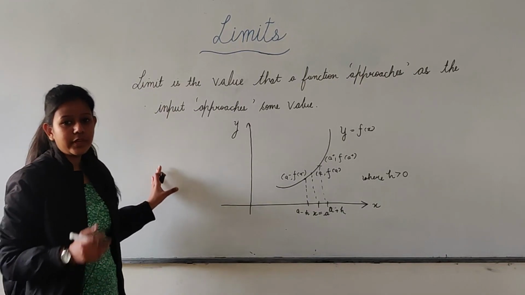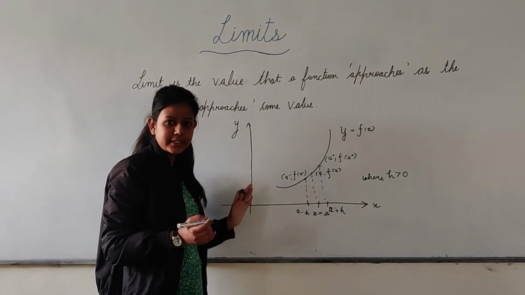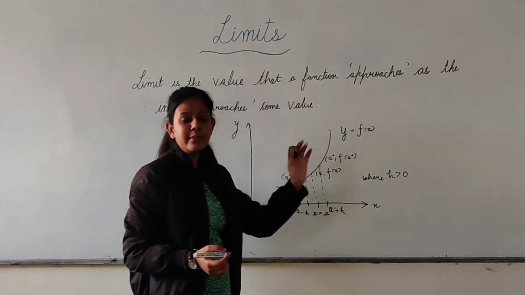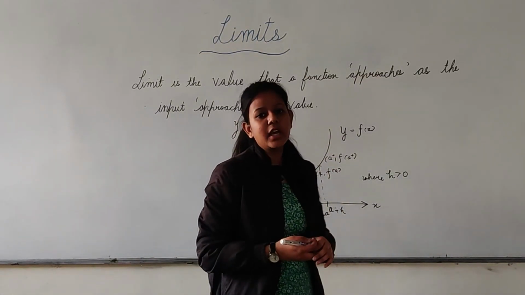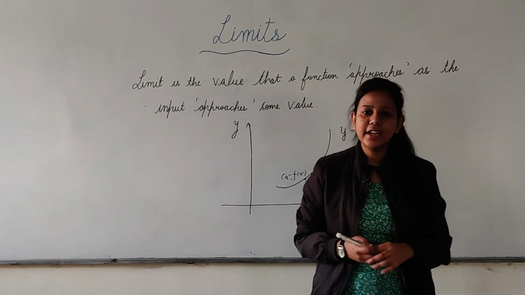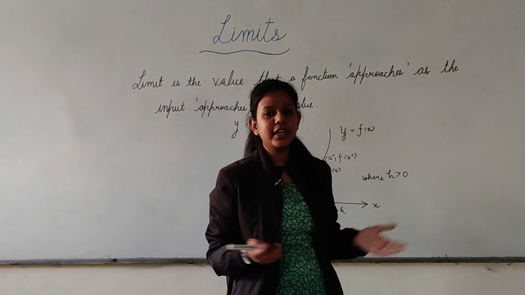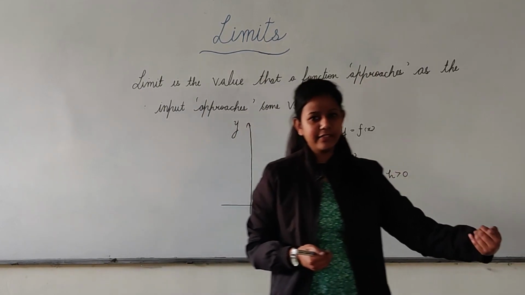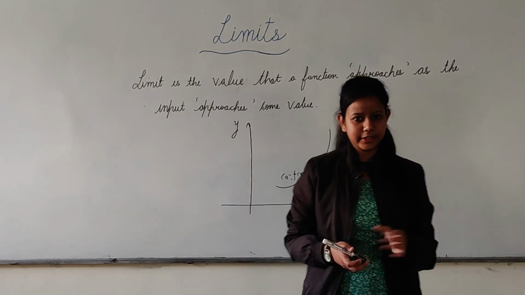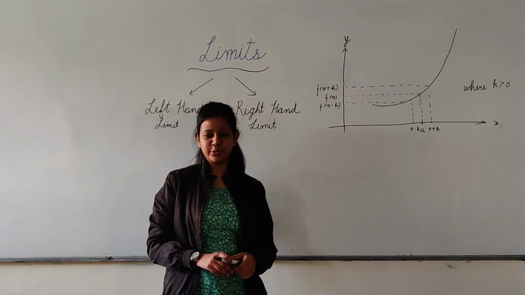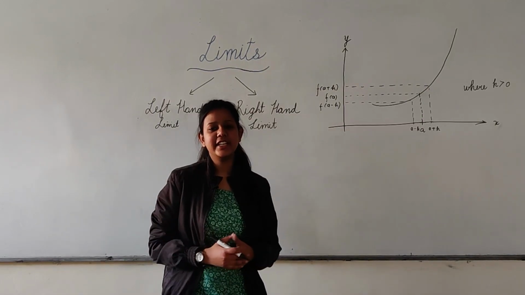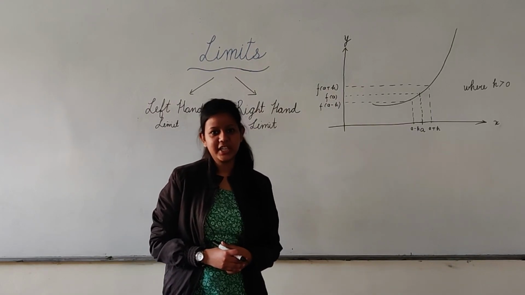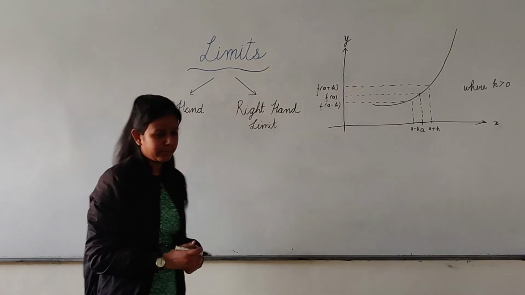As x equals to a can be approached from two sides, left hand side and right hand side, limits are of two types, right hand limit and left hand limit. So we will now study the definition of right hand limit and left hand limit mathematically. Since x can be approached from two sides, that is right hand side and left hand side, we have two neighborhoods, right neighborhood and left neighborhood.